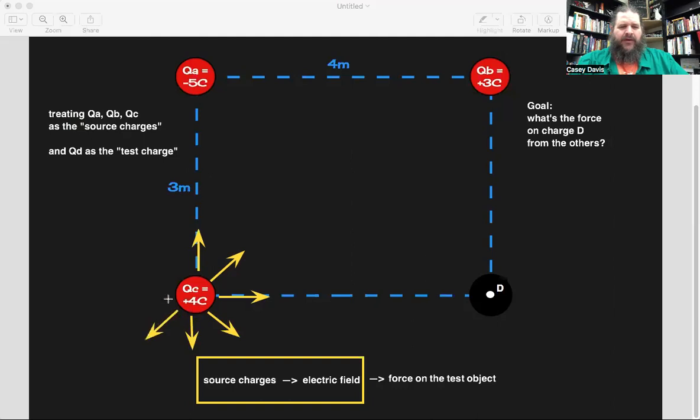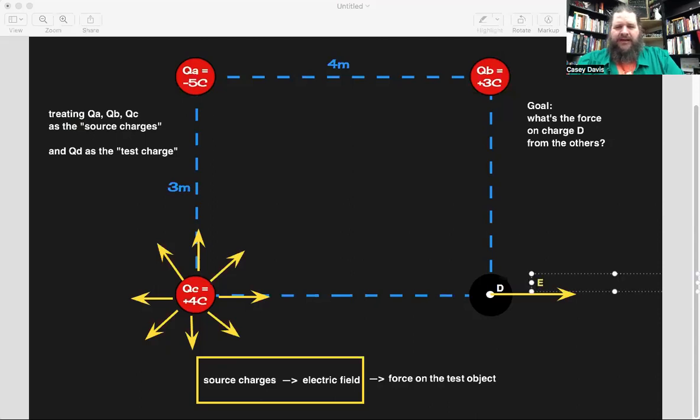But we don't care about all those directions. We don't care about all the locations around charge C. We only care about location D. So at location D, which direction is outwards from charge C? Yeah, to the east or to the right, the positive X direction. So the electric field caused by charge C at location D is to the east, or to the right.